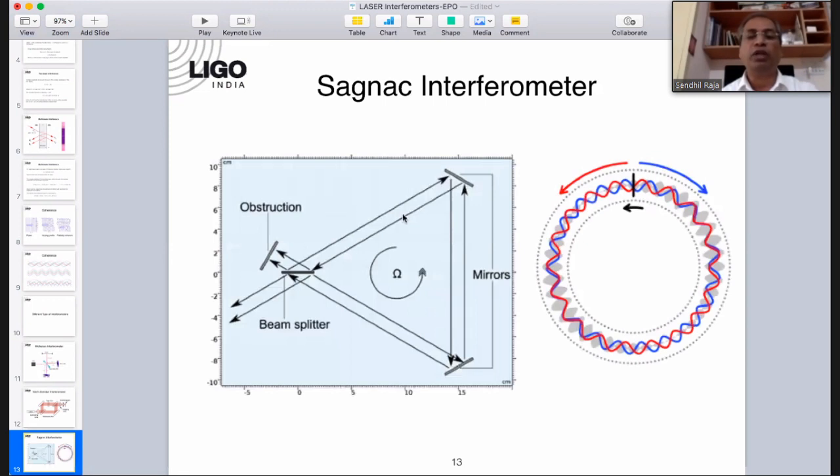A similar type of interferometer, but where the beam traverses a circular path, is called a Sagnac interferometer. Here you have two modes. You can have two sets of interference patterns traveling in one direction and the other direction, both producing interference patterns. This kind of circular or ring interferometer is called the Sagnac interferometer.